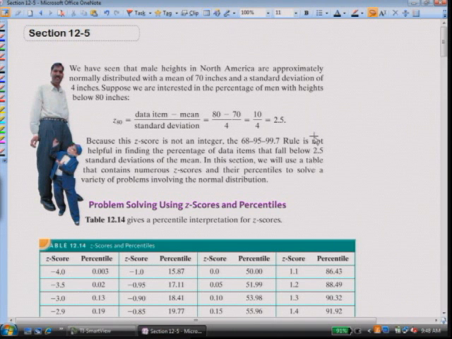What they do here is they talk about, we've seen that male heights in North America are approximately normally distributed with a mean of 70 inches and a standard deviation of 4 inches. Suppose we are interested in the percentage of men with heights below 80 inches.